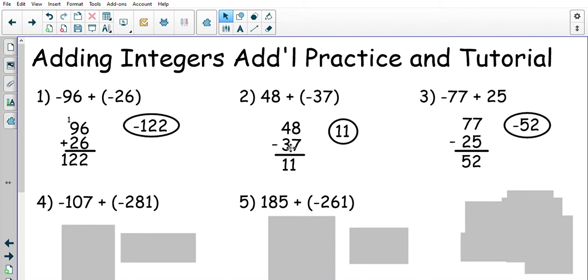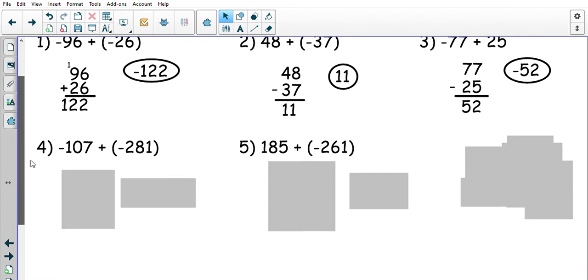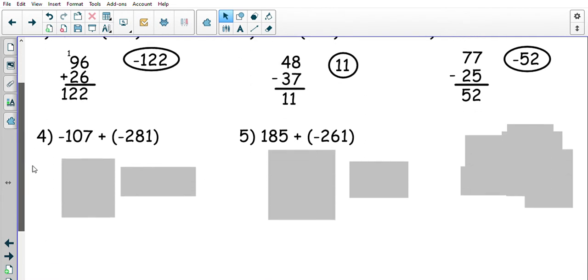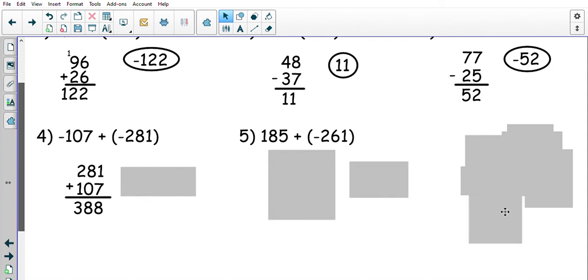All right, let's take a look at two more. I wanted to throw some triple digit numbers our way as well. So number four, negative 107 plus negative 281. For this problem, the signs are the same, which means I'm going to find the sum. So I'm going to add 281 and 107 together. 1 plus 7 is 8, 8 plus 0 is 8, and 2 plus 1 is 3. I end up with a solution of 388, but again, if we add two negatives, we're going to get a negative.